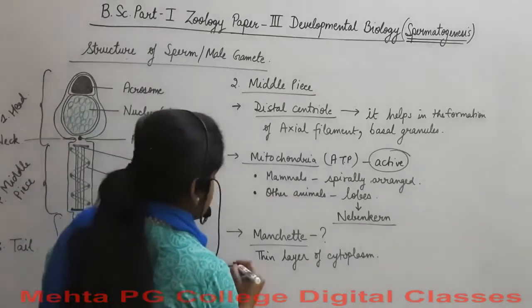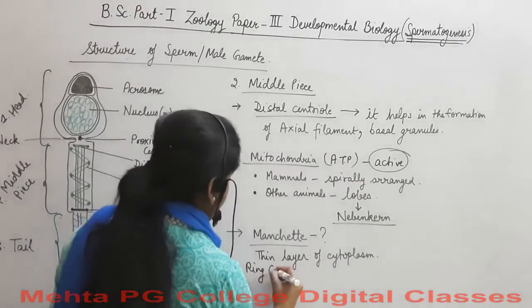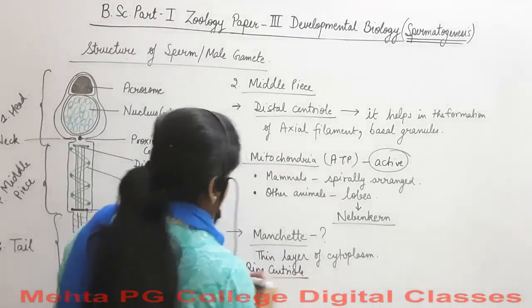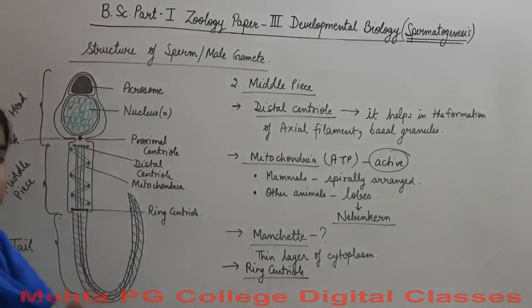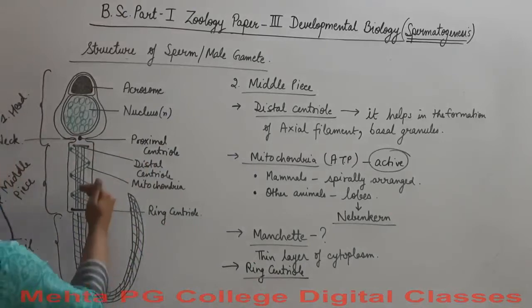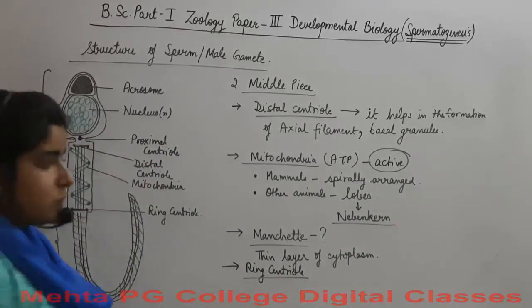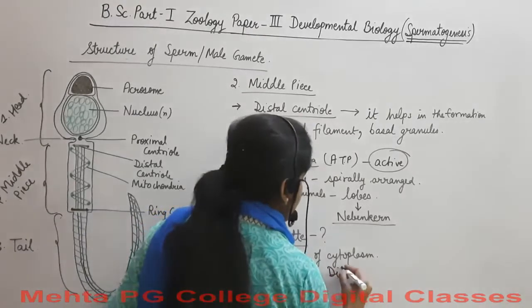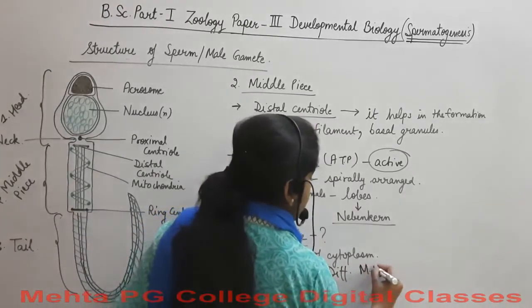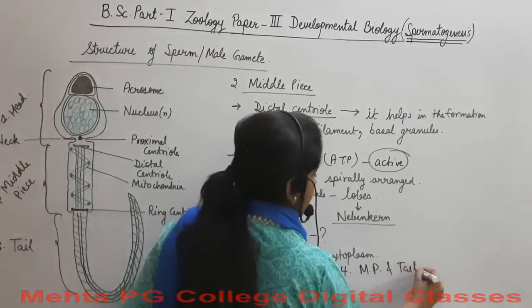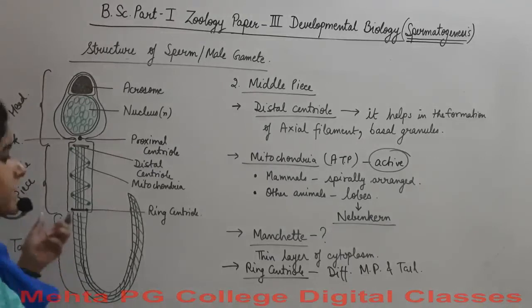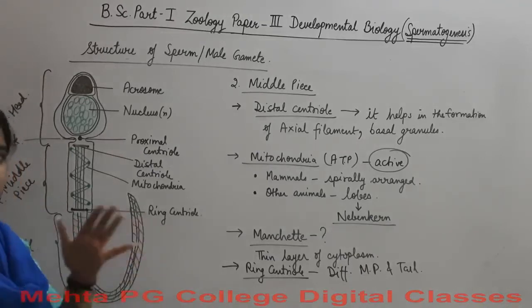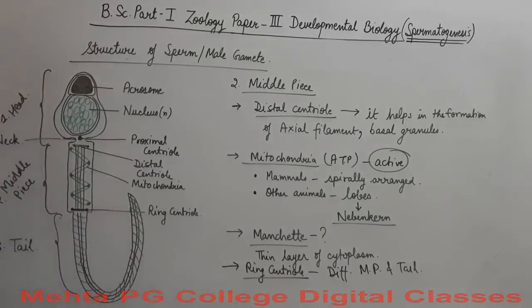Now one more structure is present just at the last of the middle piece region, which is called the ring centriole. Ring centriole has no such function, but it marks the boundary between the middle piece and the tail. So it differentiates the middle piece region and the tail region. Where the ring centriole is present is the end portion of the middle piece. So it is arranged like this.